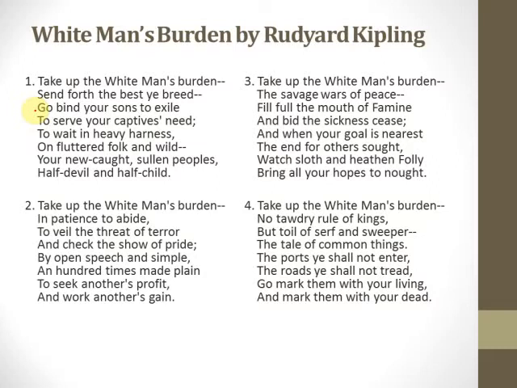So the first two stanzas are describing that you will suffer to help others. You will work and work tirelessly to help others.